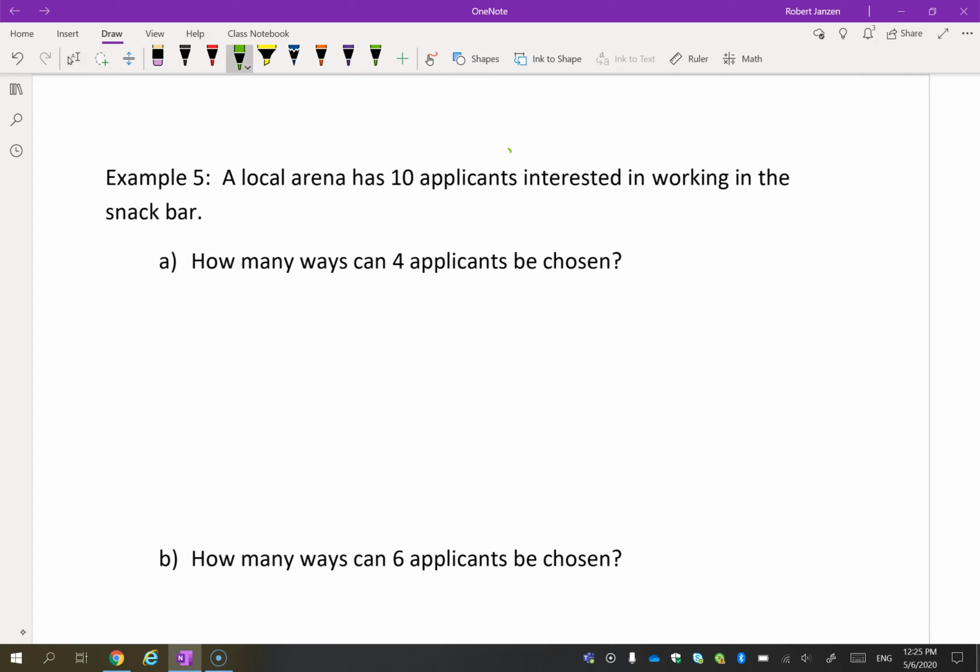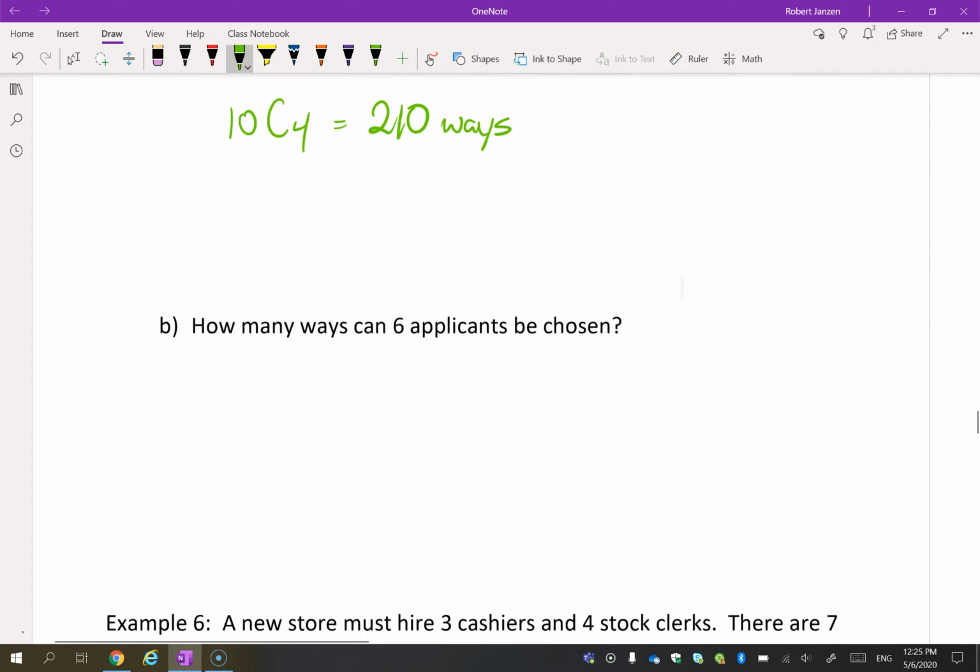Okay, so here it says there are 10 people that apply for a job, and you want to pick 4 of them. Again, the hint word there is chosen. This is 10 choose 4. So there's 210 ways you can pick 4 people. It does not matter the order you pick them. It just means that that's how many different combinations you can have.